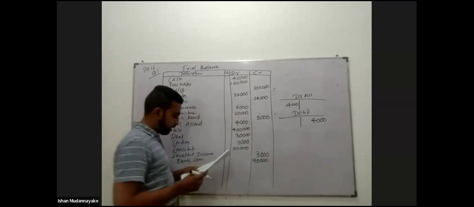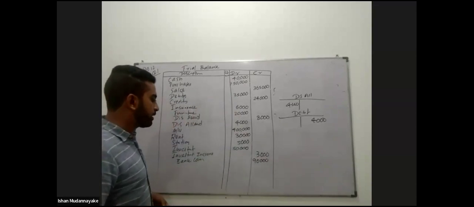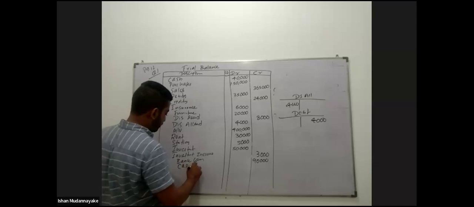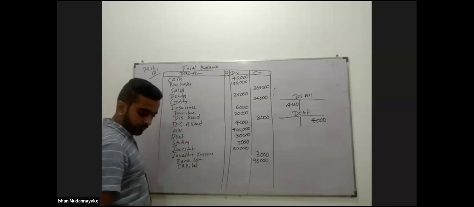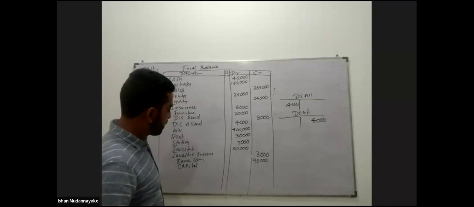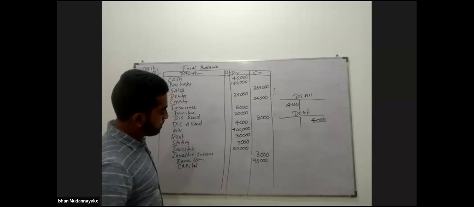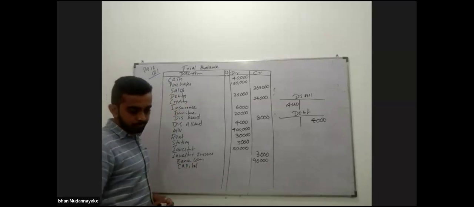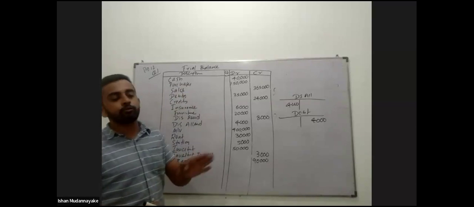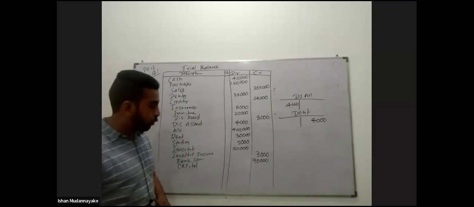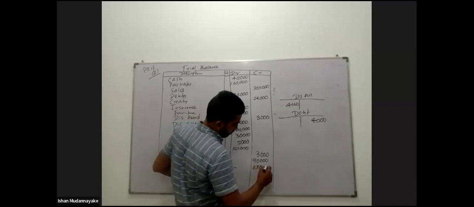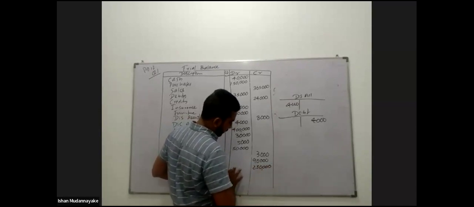Next one, the last one. Capital 250,000. Debit side or credit side? Credit side. Cash book debit, capital account credit. Then capital credit side 250,000. Right, done, finish.